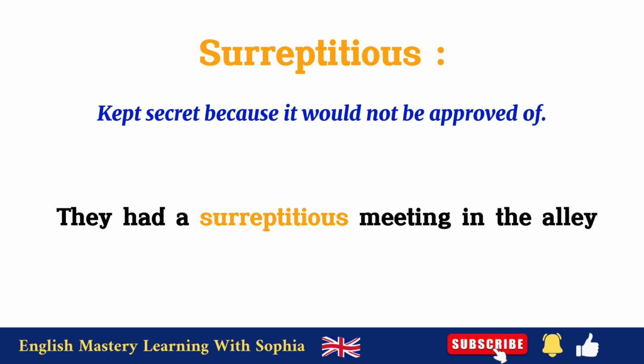Surreptitious. Meaning, kept secret because it would not be approved of. They had a surreptitious meeting in the alley.